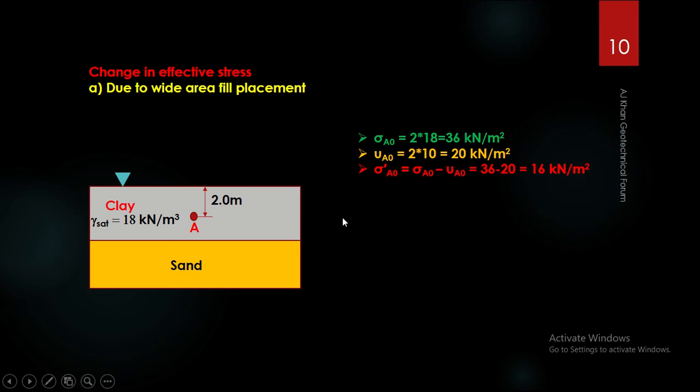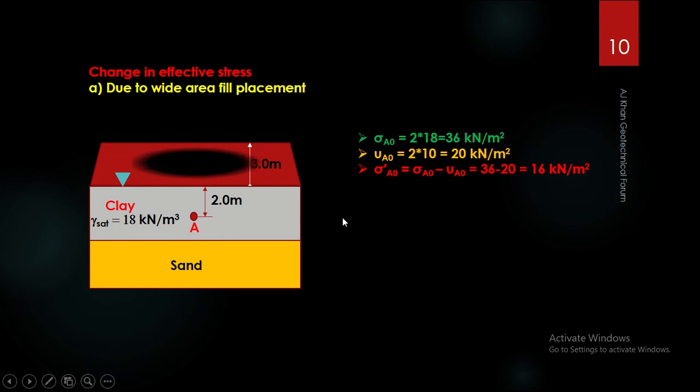Now, if a wide area fill is placed above this clay layer, by wide area we mean the width of this surcharge or the fill is very, very high compared to the thickness of this clay layer. For example, if the thickness of this clay layer is say 4 meter and the width of this fill is say 40 meter, that can be considered as a wide area fill placement.